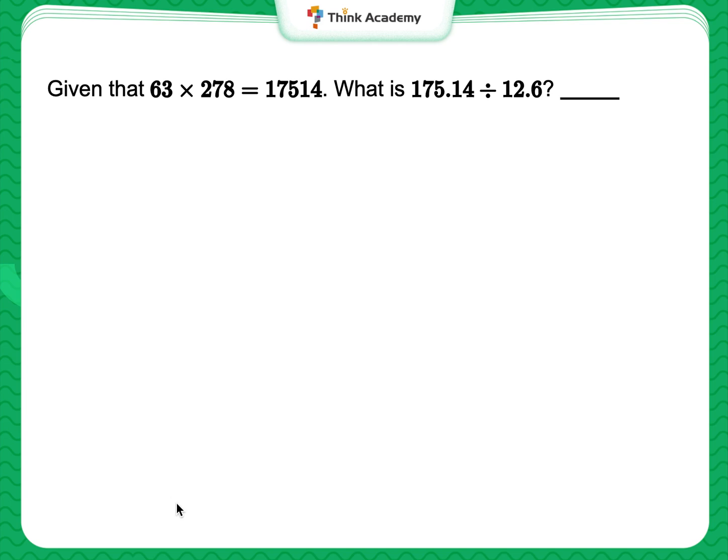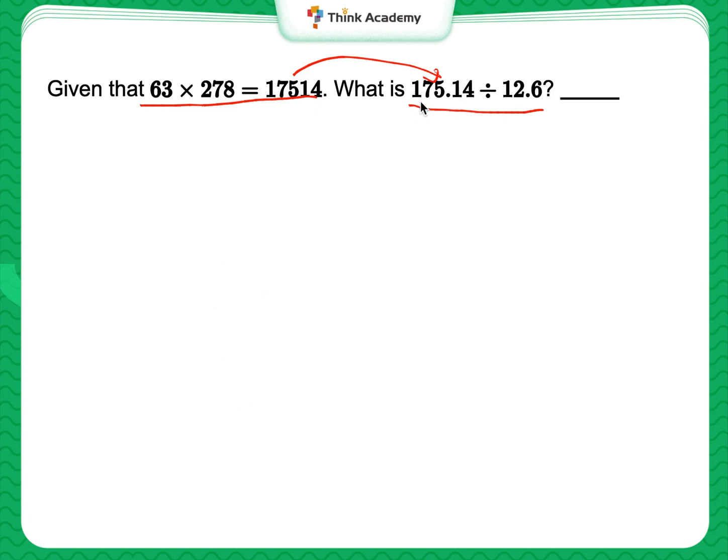Okay, so the next question is really about how you can relate the different multipliers together. So now we can see that 63 times 278 is about 70,514. And it's asking you what is 175.14 divided by 12.6. So first of all, let's just try to write the first equation as the second equation, like a division.